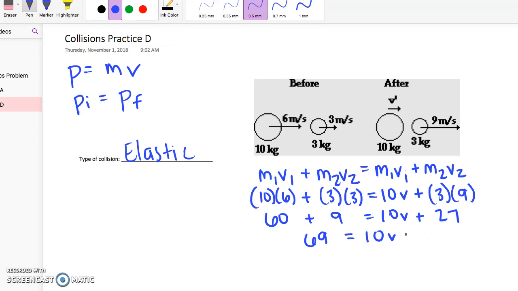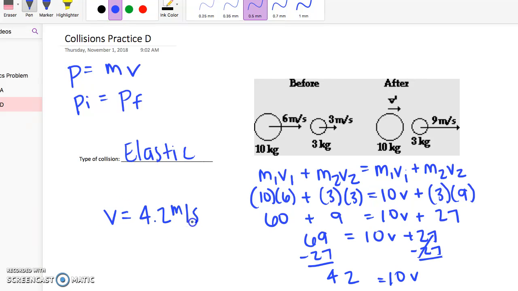69 equals 10v plus 27. Subtract 27 from both sides. And I have 10v equals 42. And that means that when I divide both sides by 10, my velocity equals 4.2 meters per second. The object did slow down, and that makes sense. So our answer is correct.